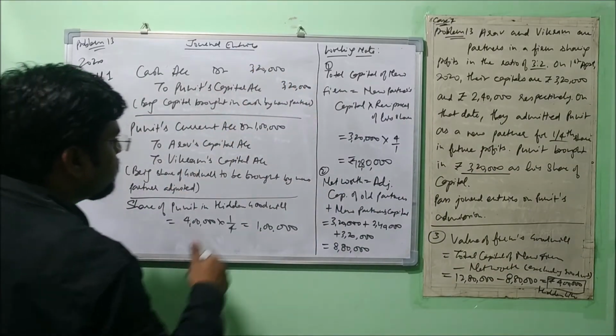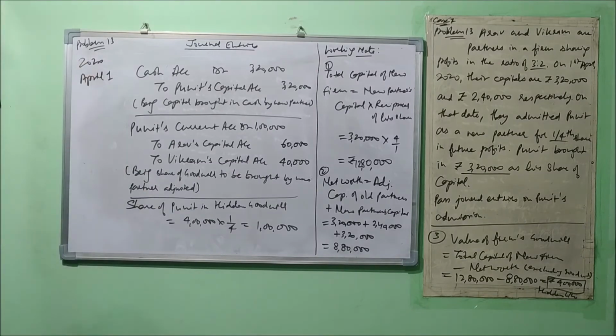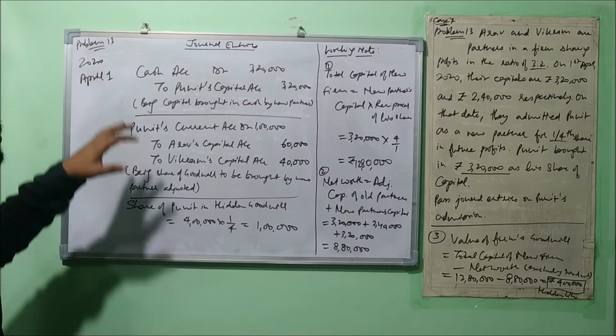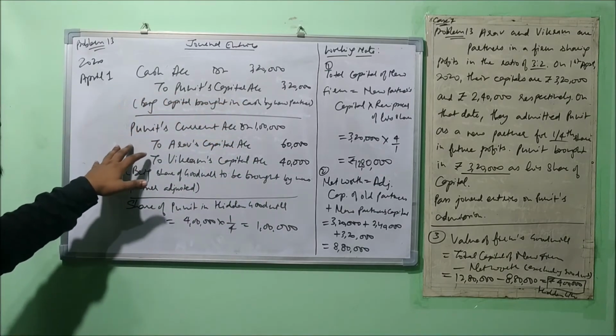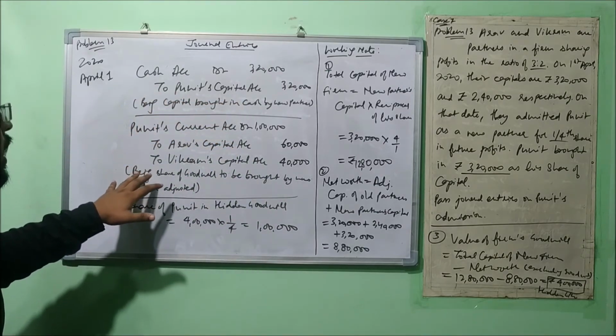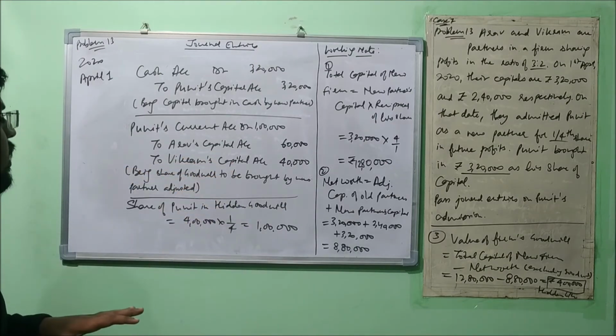So let's do the division here. It will come out 60,000 and 40,000. Okay, so once again have a look. Two entries will be passed, one related to capital, cash account debit to Puneet's capital, another related to goodwill, Puneet's current account debit to Arav's capital and Vikram's capital. Fine, 60,000, 40,000. Let me tell you one more thing.